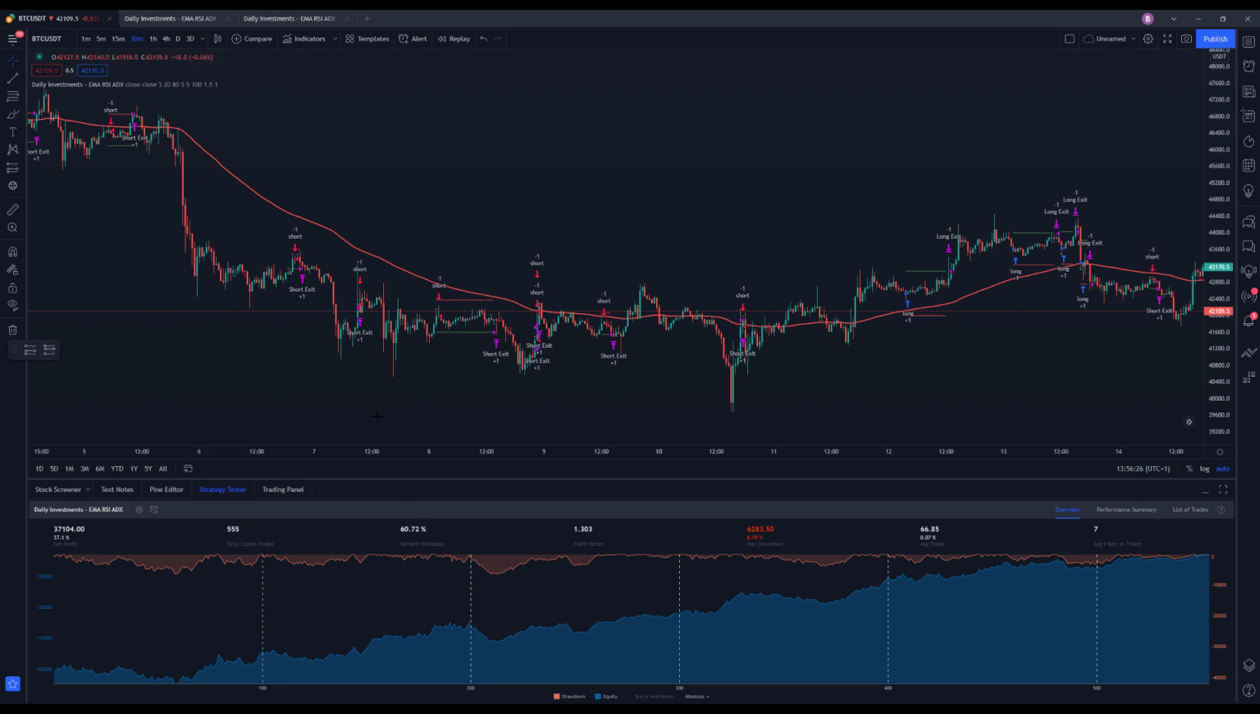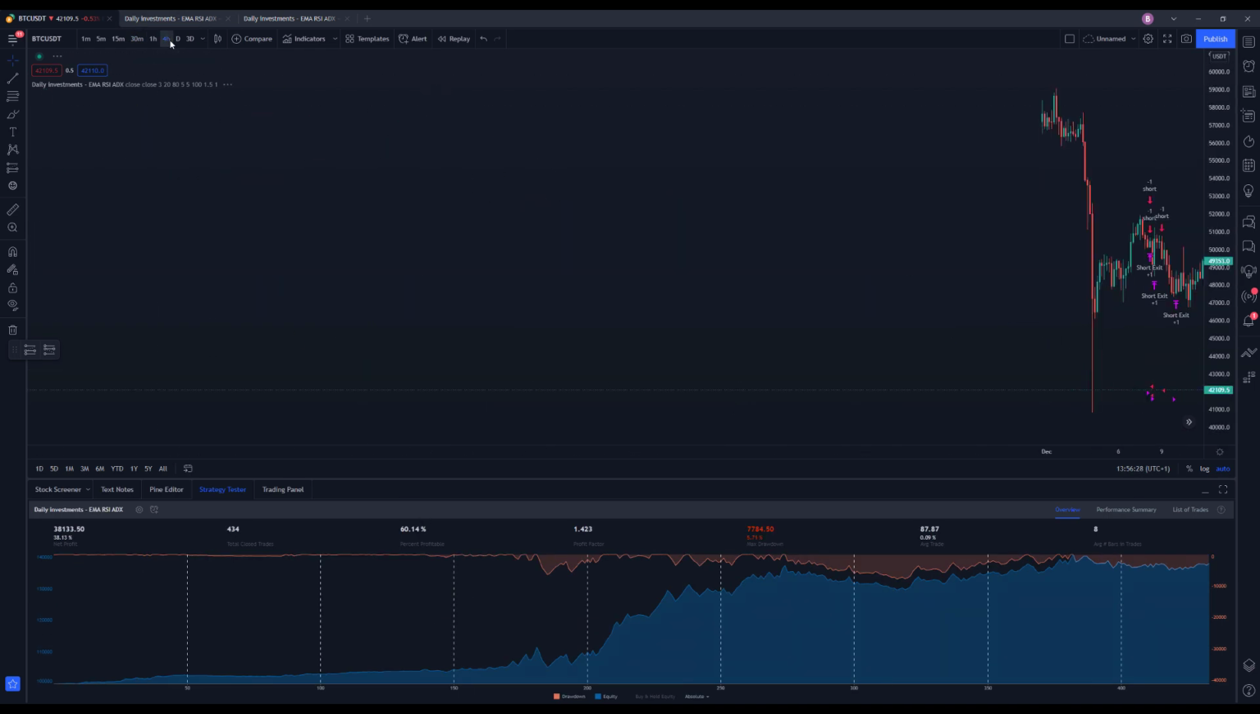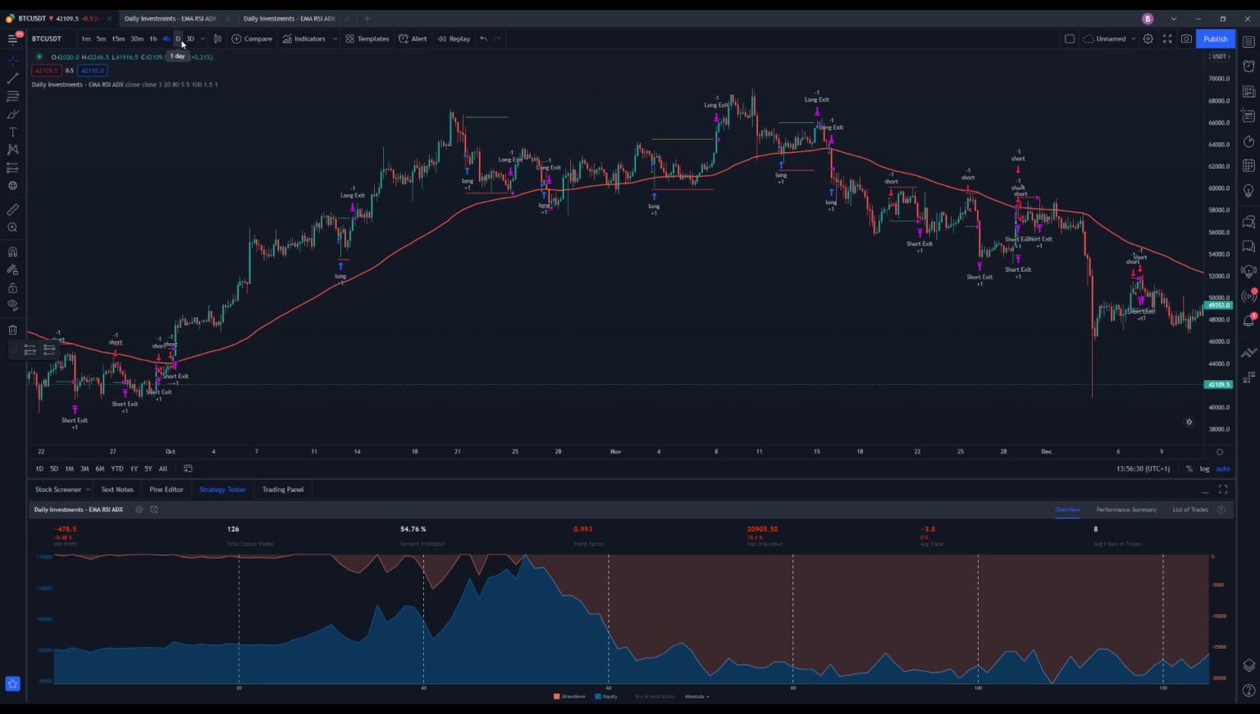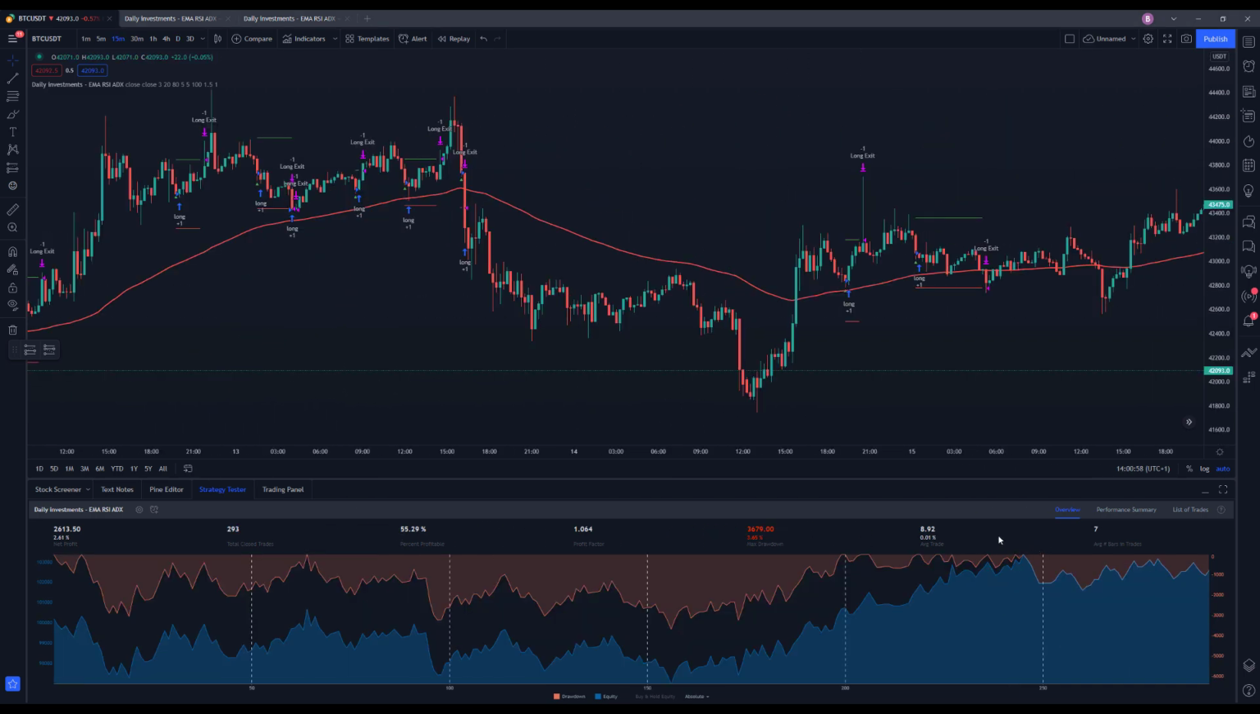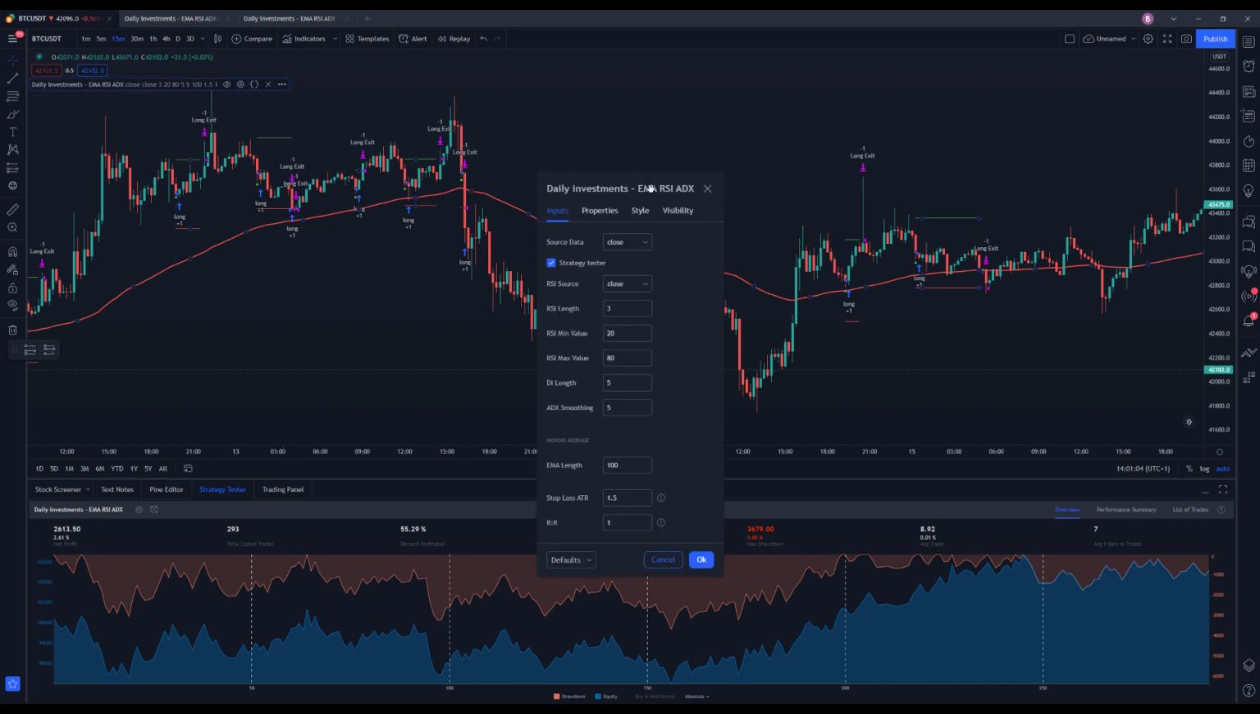Yeah, 30 minutes, 60%, not bad. 1 hour, 60. 4 hours, it's going down. Daily, we had 13 trades with a 69. That's not bad though. If you guys have better settings for this strategy, just share them in the Discord so other people can use it as well.